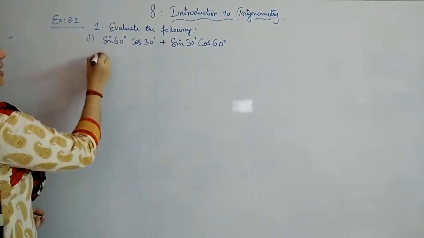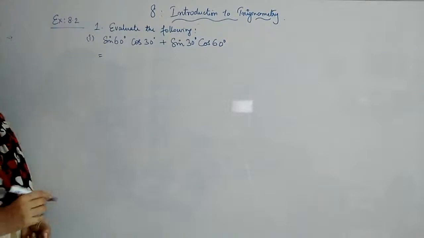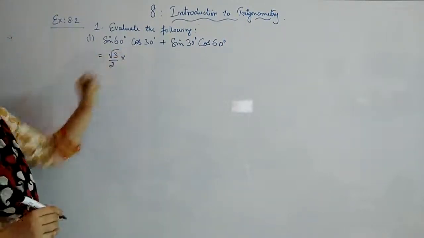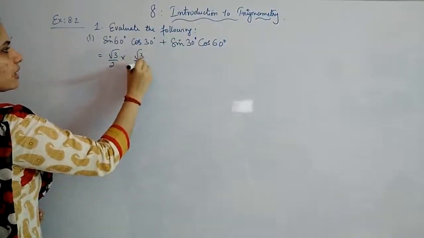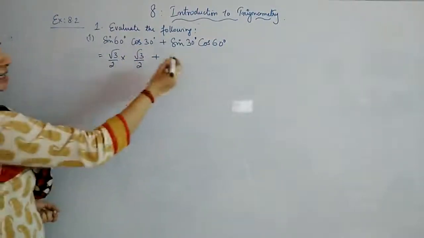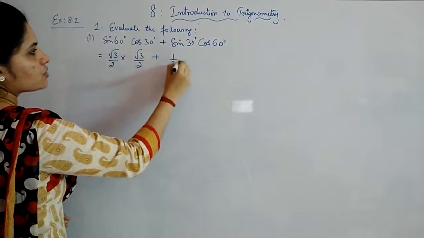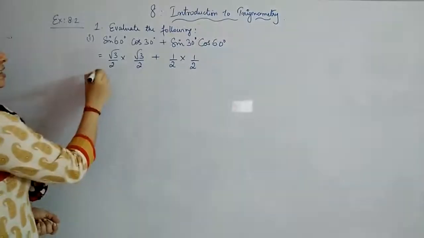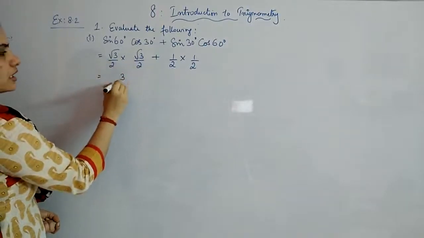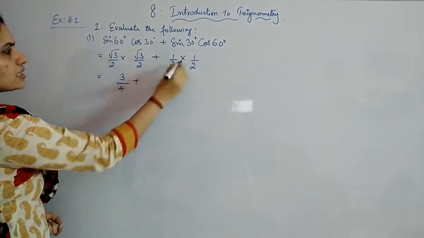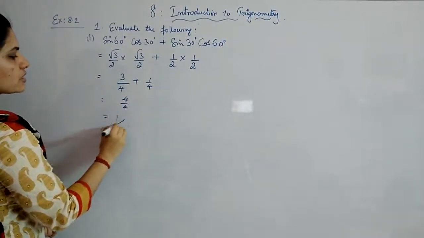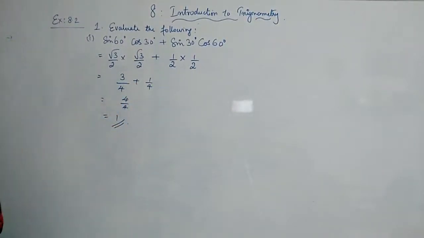So we are starting from this. Sin 60 degree is root 3 by 2, cos 30 degree is also root 3 by 2, plus sin 30 degree is 1 by 2 into cos 60 degree is also 1 by 2. So you are getting root 3 into root 3 is 3, 2 into 2 is 4, plus 1 by 4, which is 4 by 4, equal to 1. That is the answer you are getting, 1.